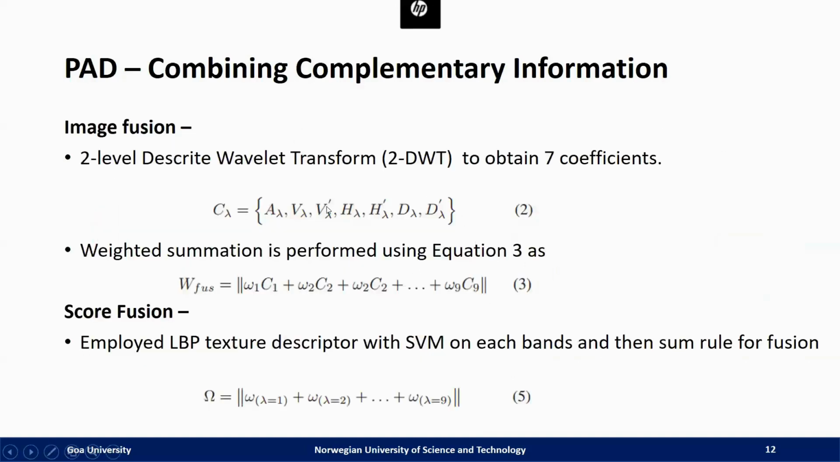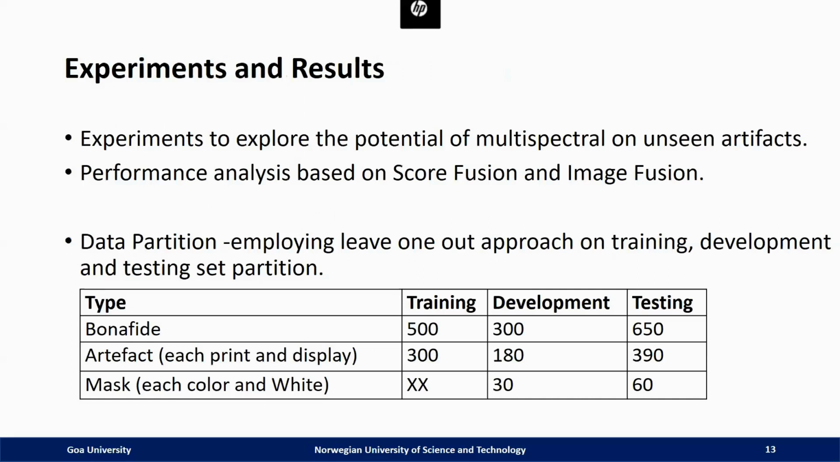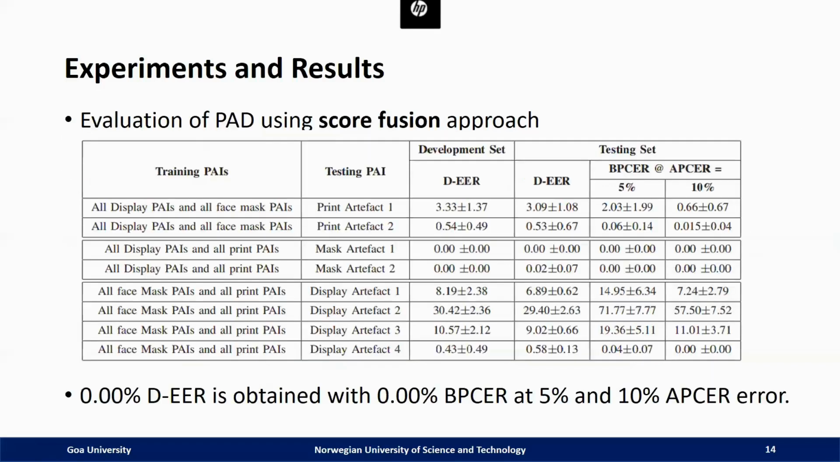When it comes to the image fusion, we use a two-level discrete wavelet transform. And when it comes to the score level fusion, we simply use the sum rule from all 9 different bands. To perform the experiments, we partition the dataset into training, development, and testing. Training is used only for training the system. The development set is used only for fine-tuning the parameters and fixing the threshold for the detection. And finally, the testing set is used only for testing and reporting the performance.